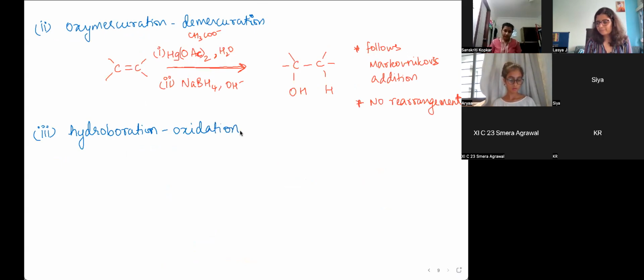So in hydroboration oxidation, you take an alkene. Again, the source is always an alkene. This also has two steps: a hydroboration bit and an oxidation bit. Hydroboration involves boron, so the reagent that you use is diborane, B2H6.